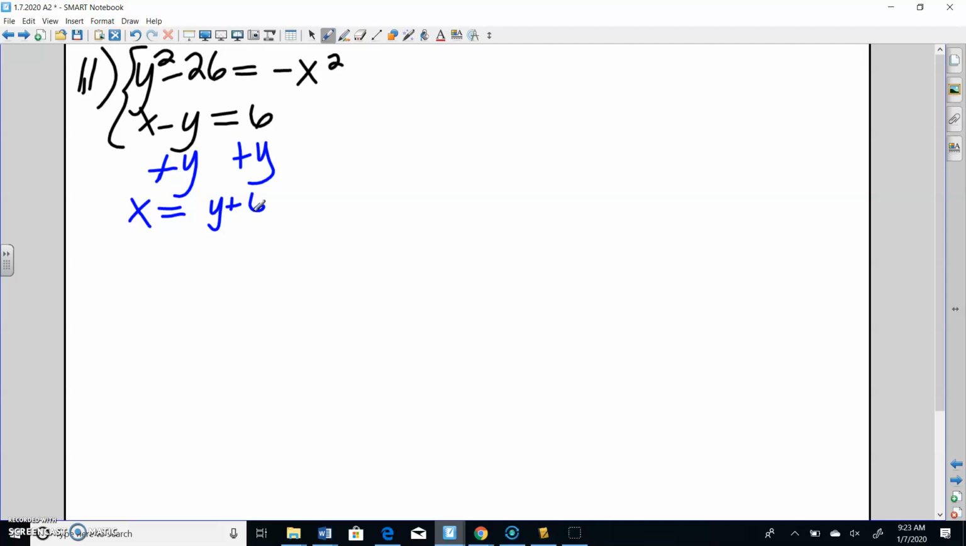And then right here where I see that x squared, I'm going to put y plus 6. So I'm going to rewrite my first equation. y squared minus 26 equals a negative, and I'm going to put in parentheses because I have a quantity, y plus 6 squared. Everybody okay with that? All right, so now I need to FOIL the y plus 6.